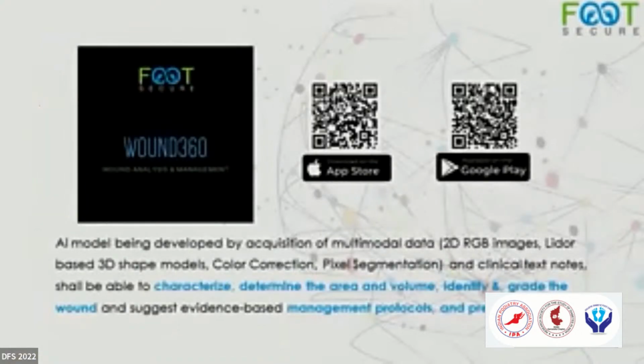So what we did was took that as a challenge, and started coming up with a Wound 360 module. It's an AI model being developed by acquisition of multimodal data, that is 2D, 3D images, color correction, pixel segmentation, clinical text notes. So all this, we should be able to characterize, determine the area, volume, identify and grade the wound, and suggest evidence-based management protocols and predict healability of the wounds. So this is the intention of what we are trying to come up with. And not to worry, this is going to be free for all the physicians.